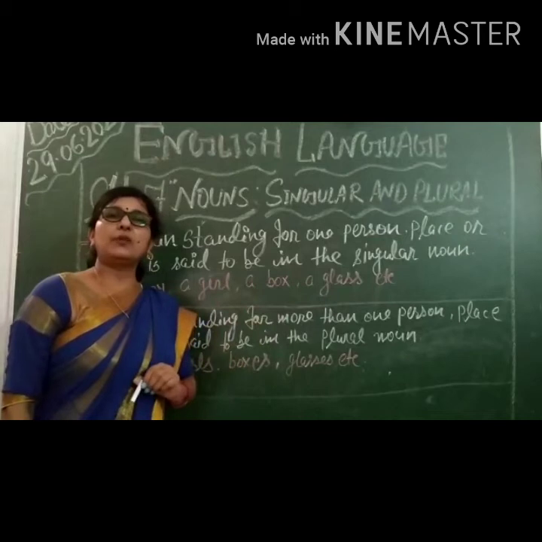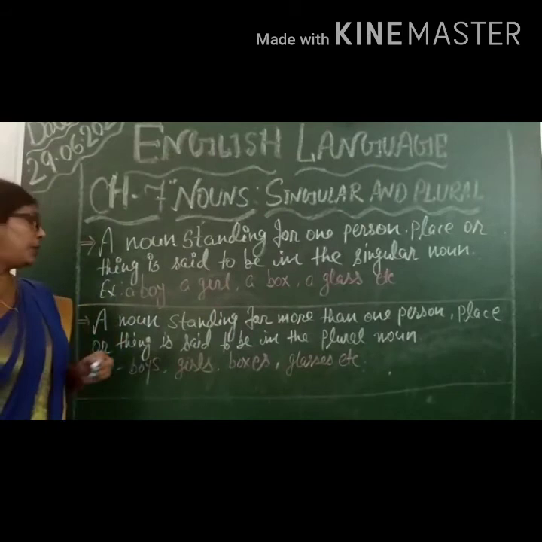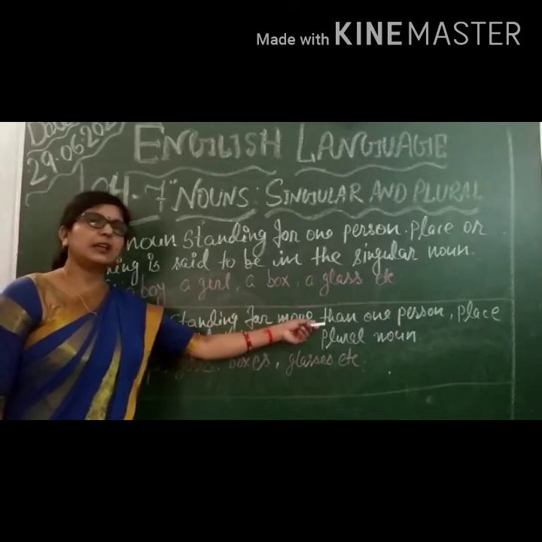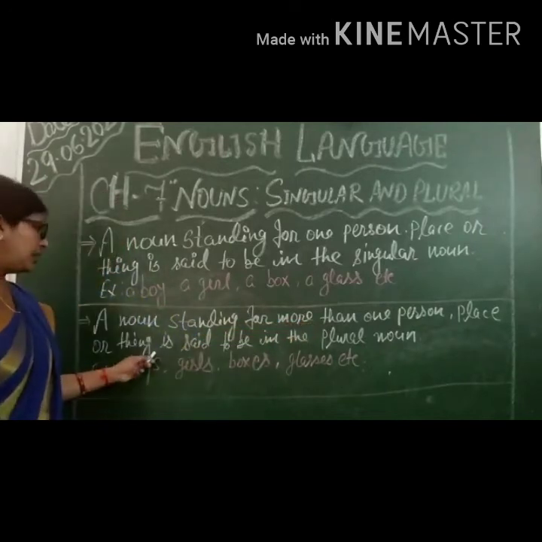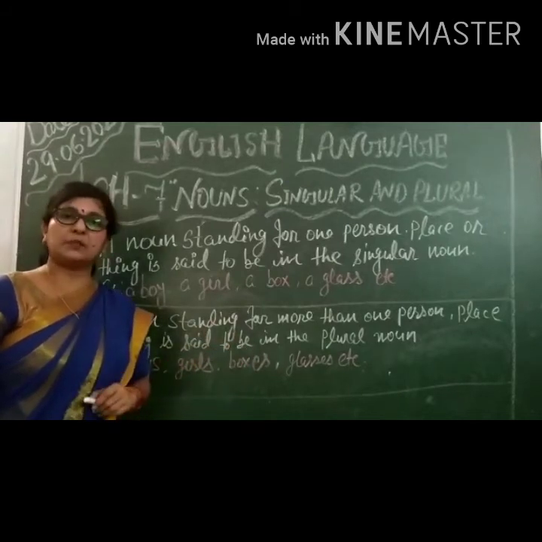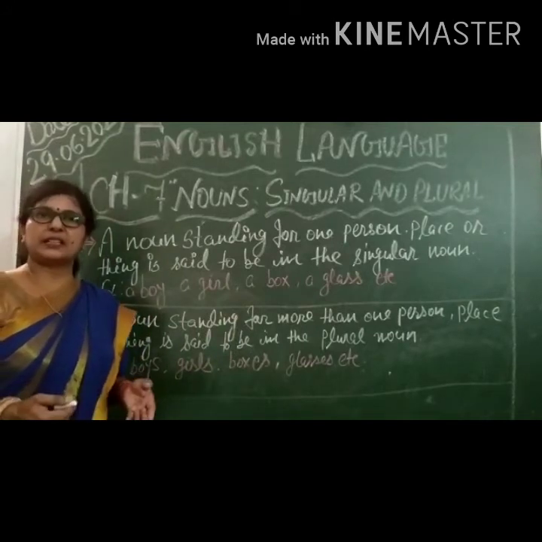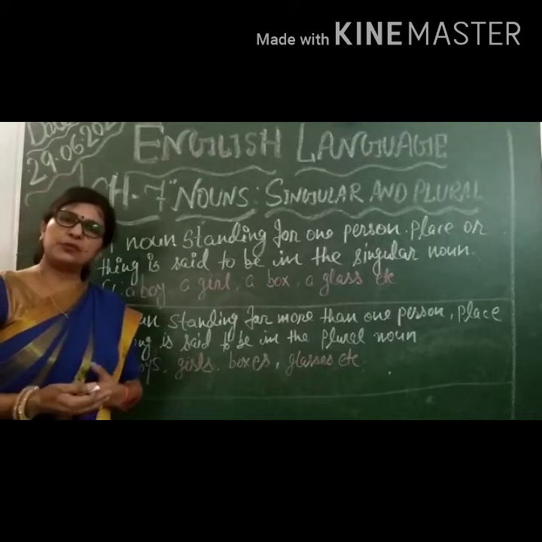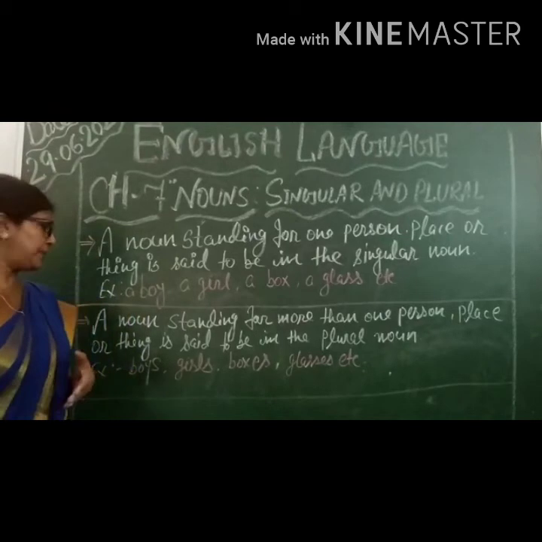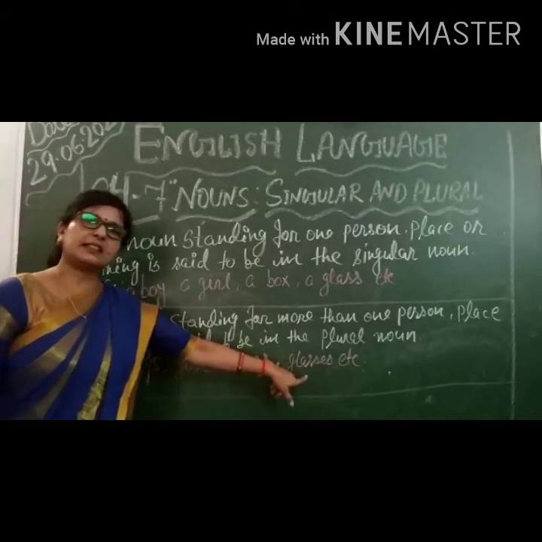Okay. Now we will know about the plural form. What is the plural form, children? A noun standing for more than one person, place or thing is said to be in the plural form, a plural noun. In a simple way, children, you can say that more than one thing, more than one person, more than one place is known to be in a plural form or plural noun. For example, boys, girls, boxes, glasses, etc.